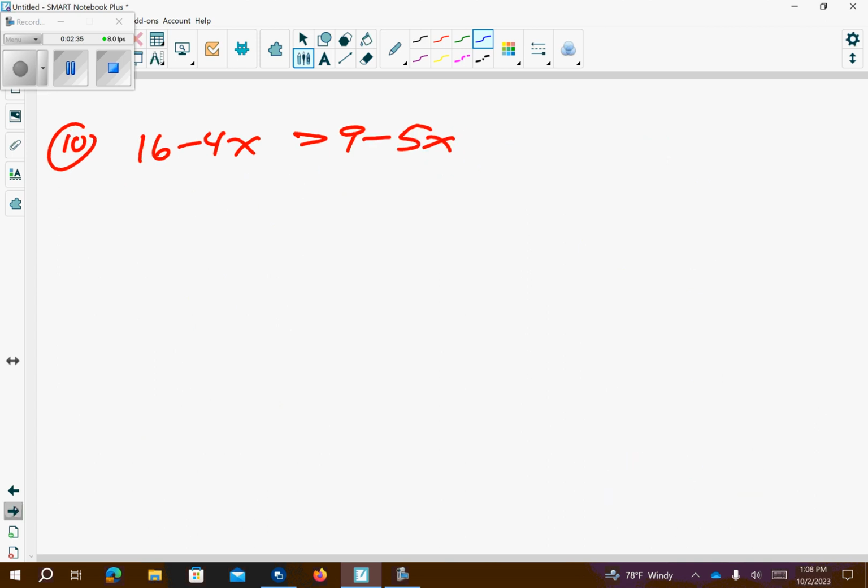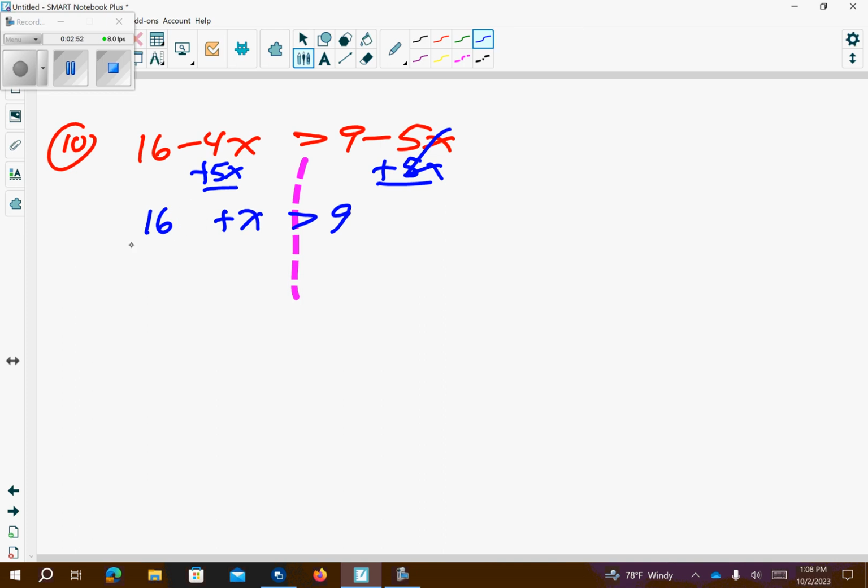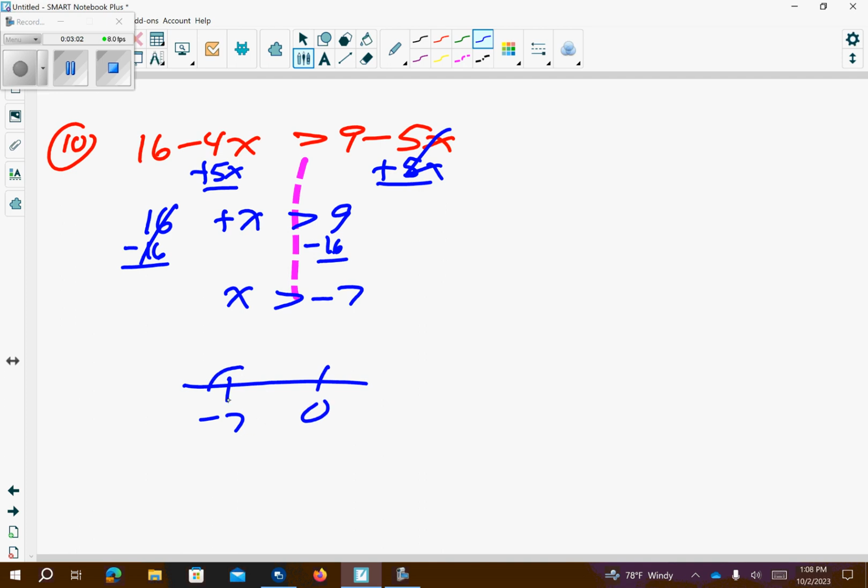And then number 10, let's get the letters on the left side. So I'm going to add 5x to both sides. Those cancel, so I get 16 plus x is greater than 9. I don't know, I put an x there, sorry. Subtract 16 from both sides. X is greater than negative 7. So negative 7 is here, 0 is here. This is going to be an open dot shading to the right, so that goes to infinity. So soft bracket negative 7 to infinity, soft bracket.